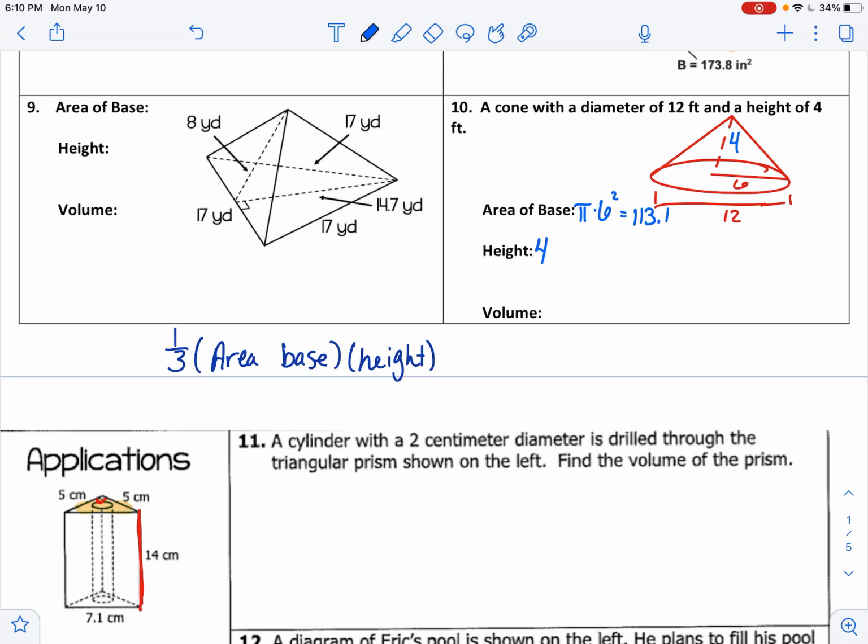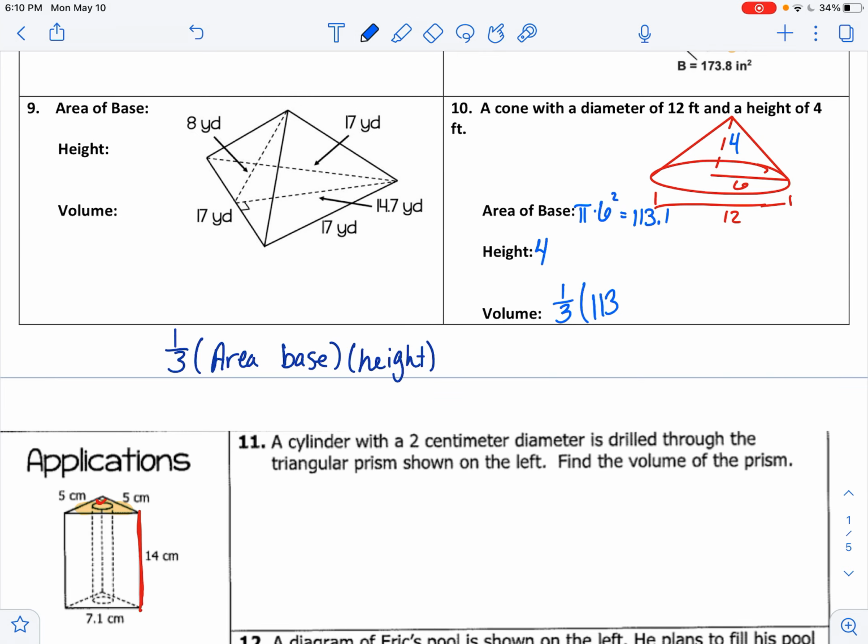Now, when you're doing this, you have to be very careful to remember, anytime you have a shape that comes to a point at the top, whether it's a pyramid or a cone, it's 1/3 times the area of the base times your height. So in my calculator, I'll do 1/3 area of the base times the height, and that would get me 150.8, and it's feet, so it's cubic feet.